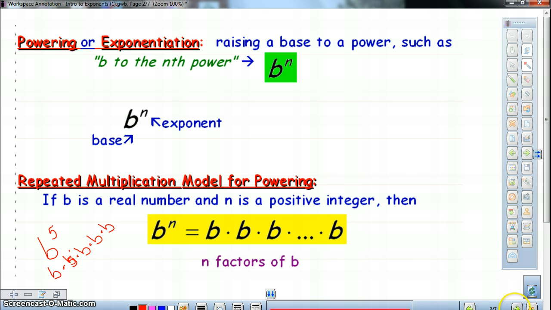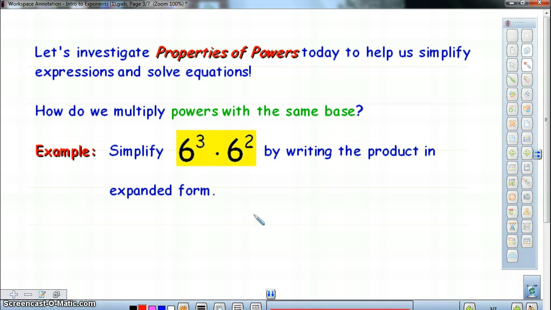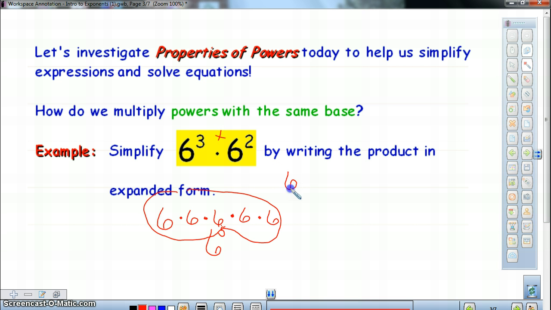So if you look at the bottom part of your notes, we're actually going to take a look at that. They want us to expand 6 to the 3rd times 6 to the 2nd. So we're going to take 6 to the 3rd, which is 6 times 6 times 6. And we can also times that by 6 to the 2nd, which is 6 times 6. So how many 6's do we have? We have 5 6's, so that is 6 to the 5th power. If you notice that when we expanded this to get our 6 to the 5th power, all we had to do was add our exponents. So this was actually 6 to the 3rd plus 2.